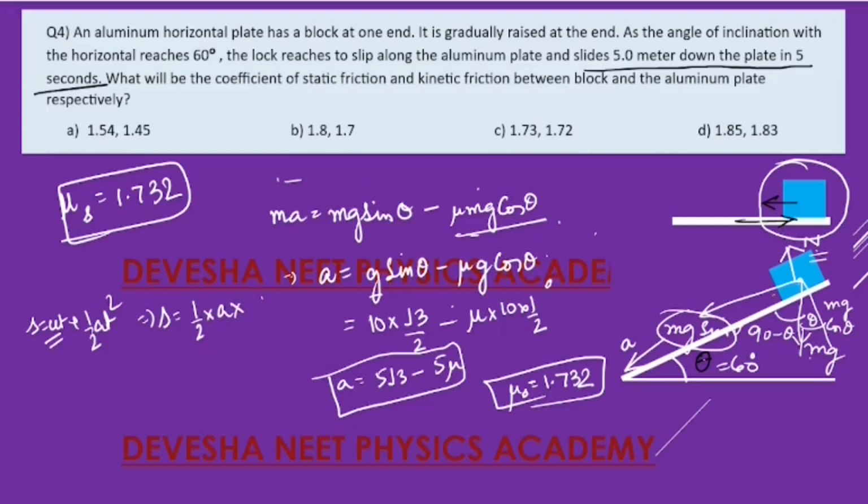T is given as 5 seconds in the problem, so it is 5 squared, and S is given to be 5. It means a is equal to 5 into 2 divided by 5 squared.